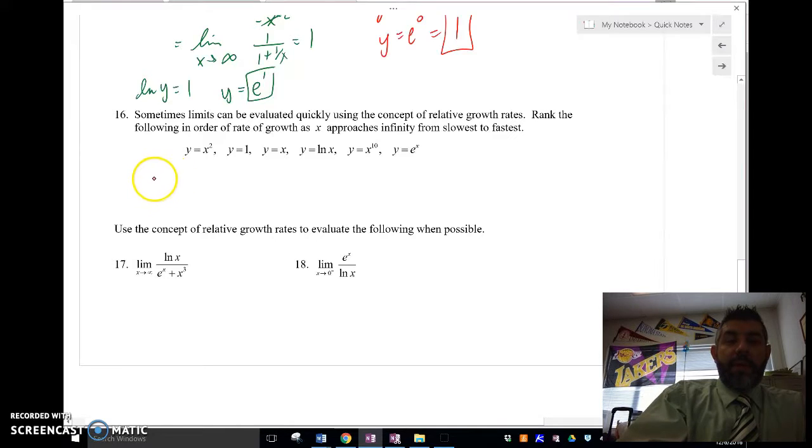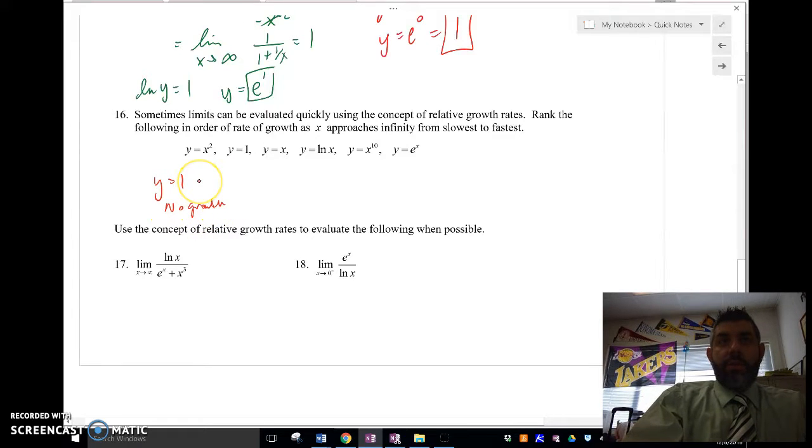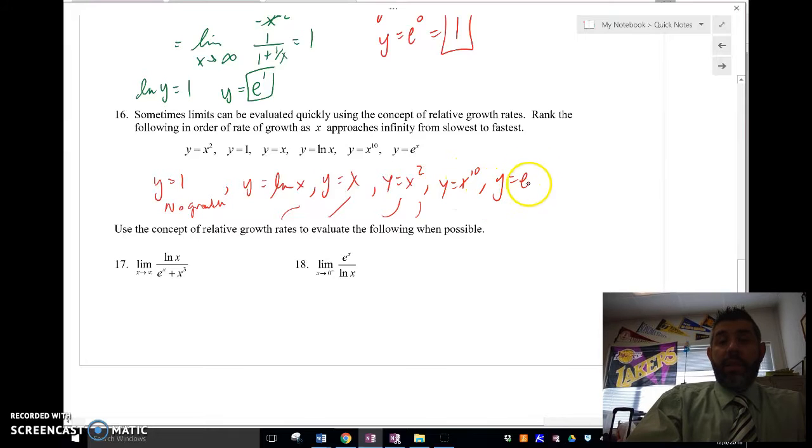In this case, y equals 1 is going to grow the slowest because this really has no growth. This has no slope, it's just going straight. And then y equals ln x is going to grow pretty slow. And then y equals x, if you think about these, it grows like that. Then it curves up. Then the 10th even goes faster, and then finally, e to the x goes really, really, really fast.